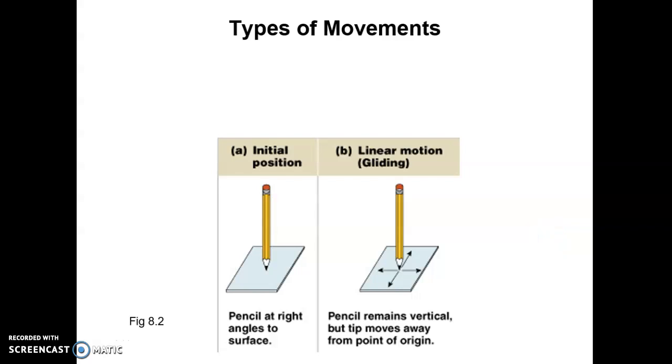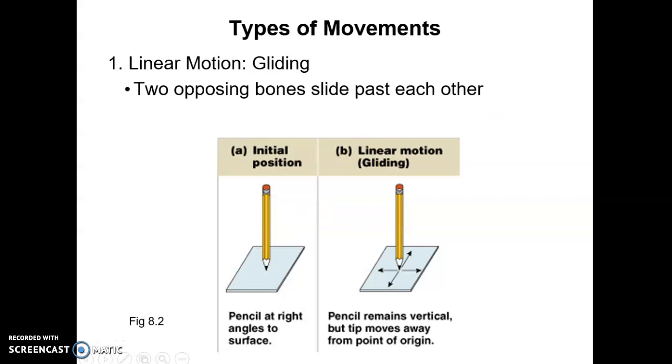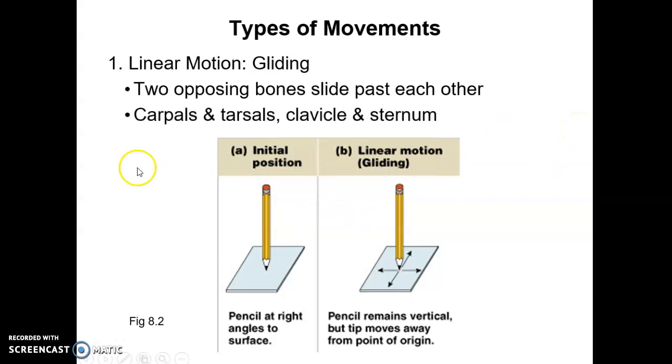Moving on to types of movements. Linear motion is basically gliding motion, one bone sliding over the surface of another bone. An example would be in the wrist, the carpals, some of the bones in the tarsals and the ankles, and the clavicle and the sternum. Those bones just simply glide past each other.